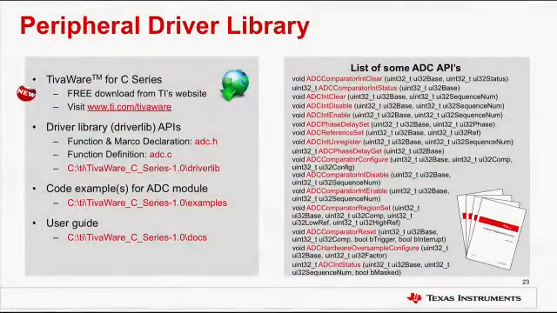The peripheral driver library in TivaWare for C series includes a set of function calls, commonly known as APIs, which can be used to initialize and configure the ADC module without having too much knowledge about various registers and bit configuration. More details about the functions, including the description, prototypes, arguments, etc., can be found in the peripheral driver library documentation, which is available in the TivaWare for C series. I strongly encourage you to take a look at that before you start using these functions.